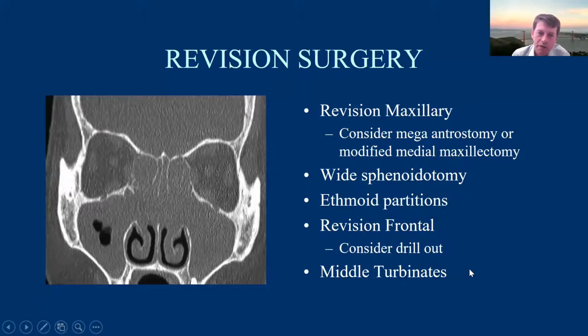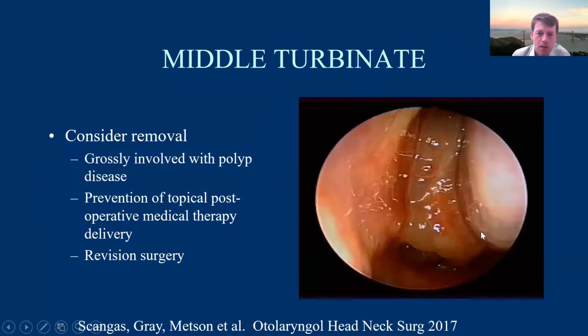And for patients with significant polyps coming off of the middle turbinates in this setting, oftentimes middle turbinate resection can be beneficial for them as well. So again, think about the middle turbinate. If it's grossly involved with polyp disease, even at the primary case, I'll oftentimes remove it. In general, I will leave it in place if it's not. And when it's grossly involved with polyps or markedly edematous, it can certainly inhibit your ability to provide topical medication postoperatively.